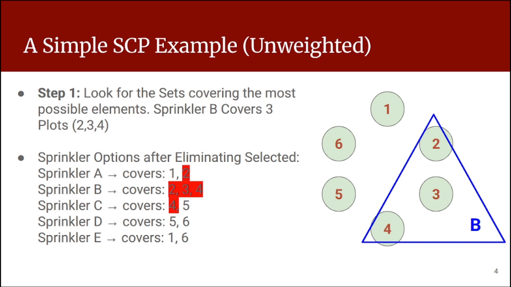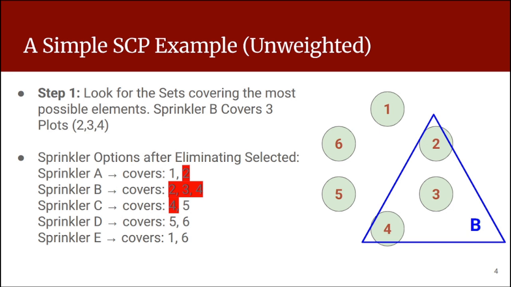So we're going to work through a greedy solution to this problem. We're going to start by selecting the sprinkler system which is going to cover the most garden plots. So for us, it's going to be sprinkler B, and it's going to cover 2, 3, and 4. After we have selected that first sprinkler, we're going to eliminate the plots that it covered from our list. That'll help us select the next set for our solution.